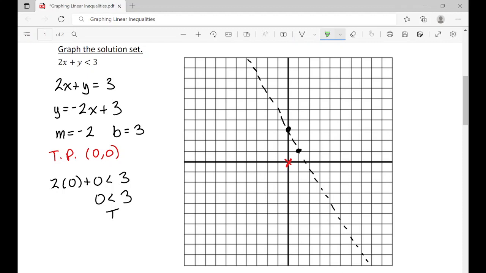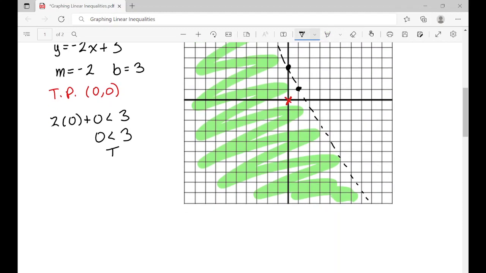And since it's true, I look for where my point is, which is on this side of the line. And so I'm going to shade everywhere on this side, or at least enough to emphasize that's the side that's true. And that's all you have to do to graph a linear inequality. So let's do another one.